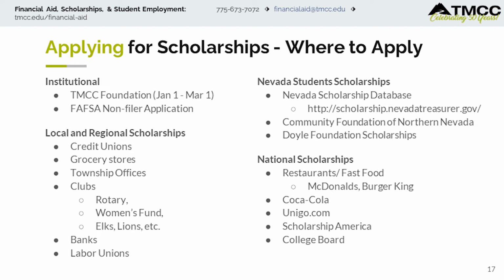Finally, a Google search will take you to endless scholarship applications that are open to students all over the world and the United States. So, to help narrow down the search, here's a list of some of my favorite national scholarship search sites: Unigo.com, Scholarship America, and College Board.